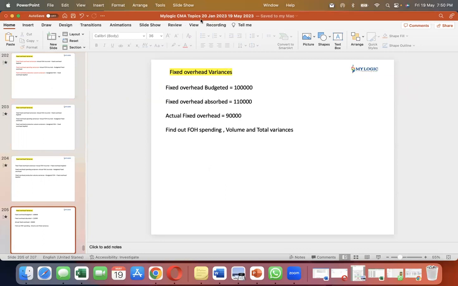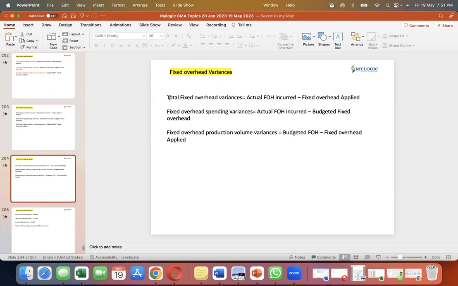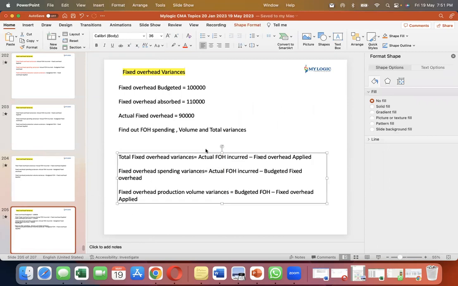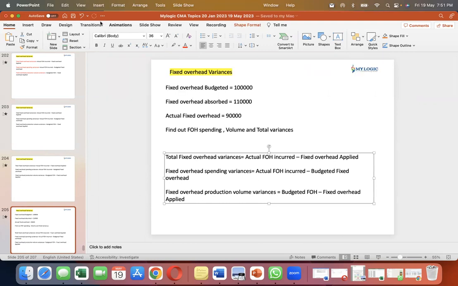Please post the answer. I don't think it's complicated. Applied and absorbed are the same. Quickly do it. What is the complication here? All you need to do is know the formula. That's it. Is it so complicated? Quickly do it. Mark the formula also for your convenience.